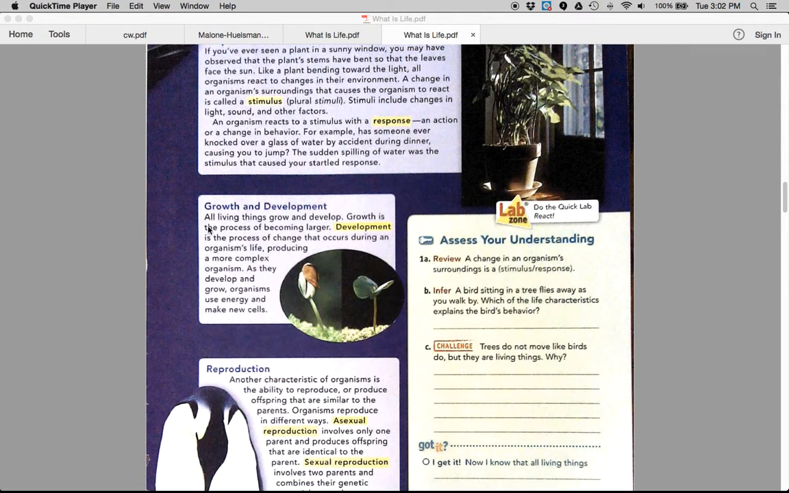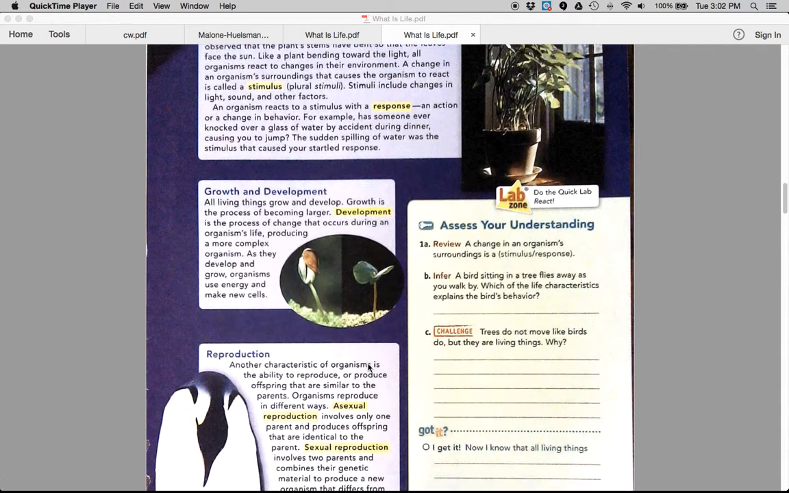Growth and development. All living things grow and develop. Growth is the process of becoming larger. Development is the process of change that occurs during an organism's life, producing a more complex organism. As they develop and grow, organisms use energy and make new cells.